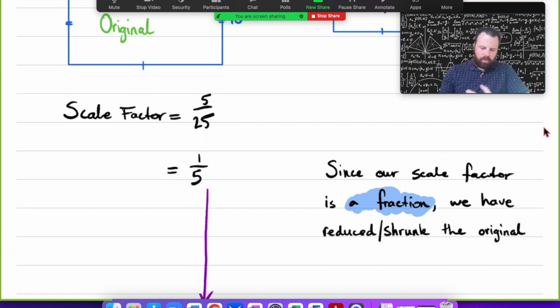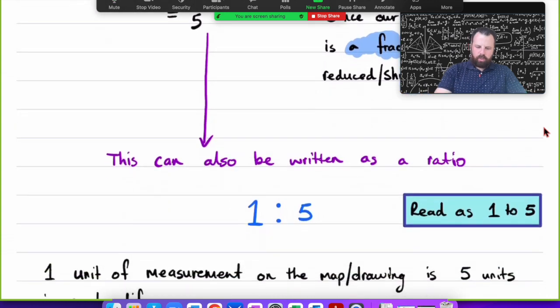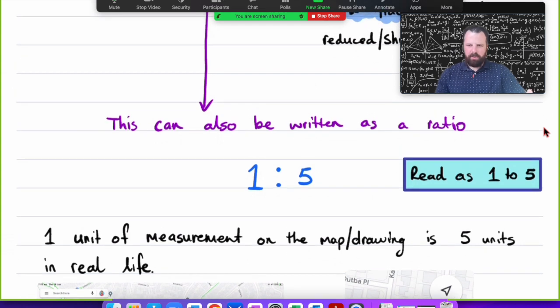One thing I want to say is I can write 1 over 5 in a different way. I can write it as what we call a ratio, and I'll read this as 1 to 5. What that means is 1 unit of measurement on the map or the drawing or my copy is 5 units of whatever I measured on the original.